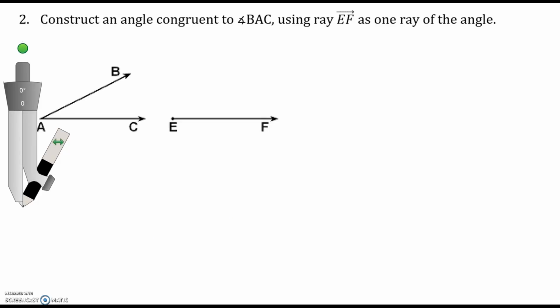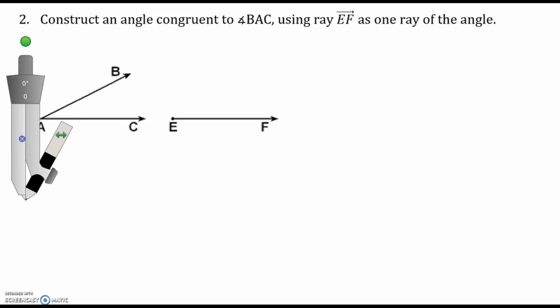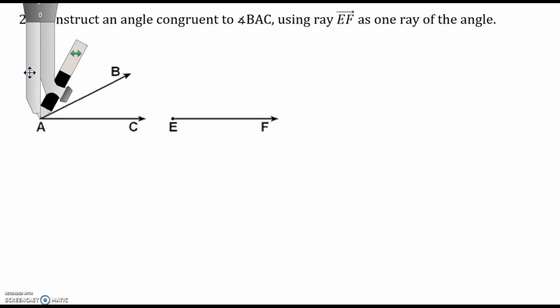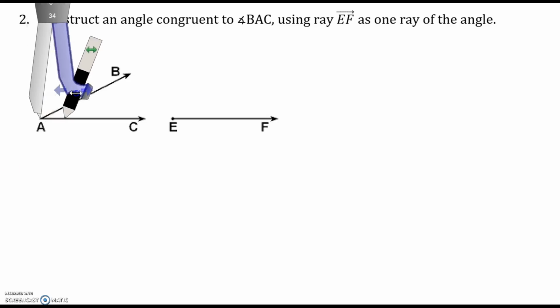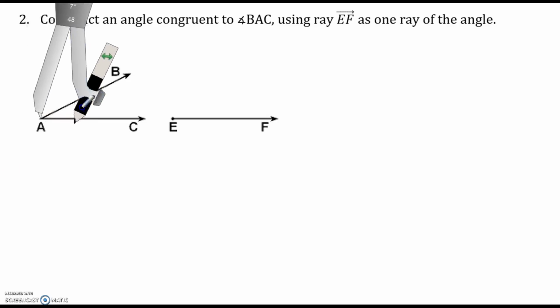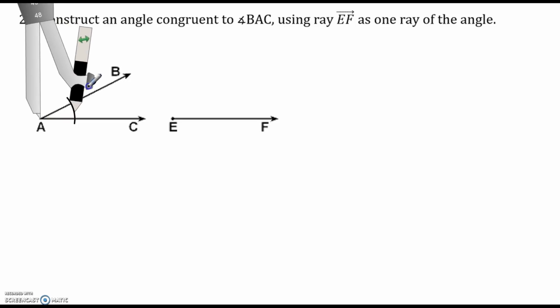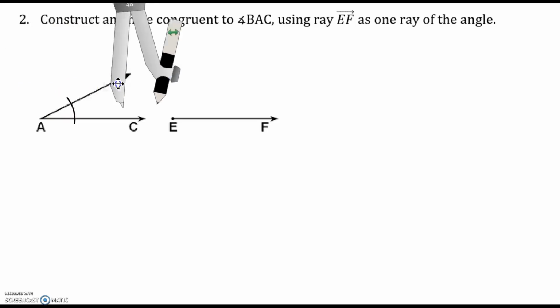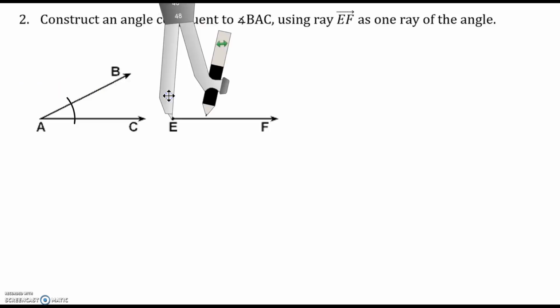Okay, so same thing for this one. We're going to copy angle BAC onto EF. So they've already given us the segment where we're going to place our angle. So everything else is the same. We'll make an arc that crosses the angle in two spots. We're going to copy that over to our new location.